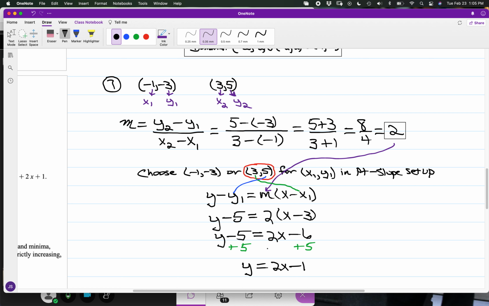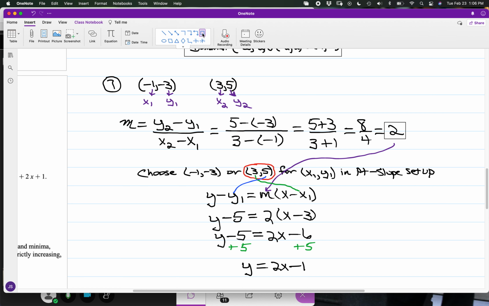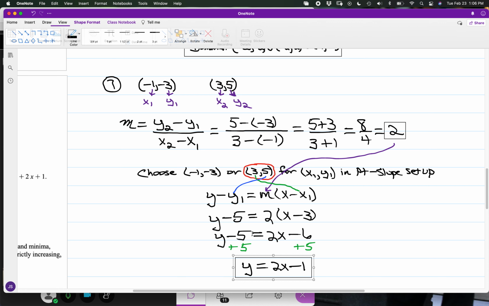And you can go back and check for both of these ordered pairs. So if y is at 5 and x is 3, you want both sides of the equation to be equal. So you got 5. 2 times 3 is 6, minus 1 is also 5. And to see if this works for -1, -3, with y at -3, we got x at -1. So we have 2 times -1 is -2, -2 minus 1 is -3, and we have -3 is equal to -3. So this equation does check out for both points.